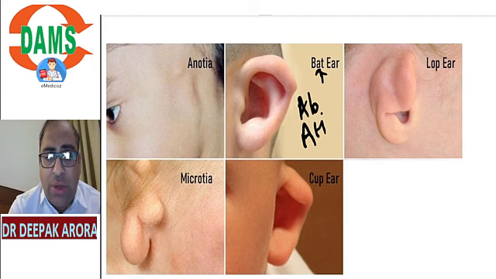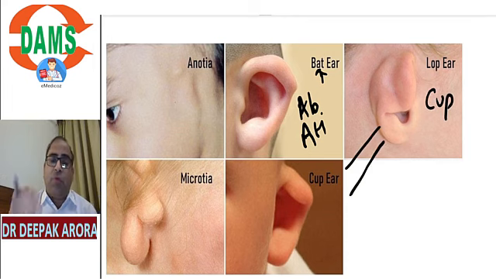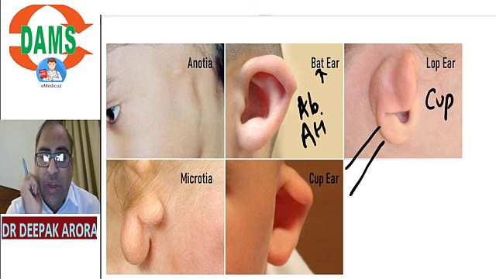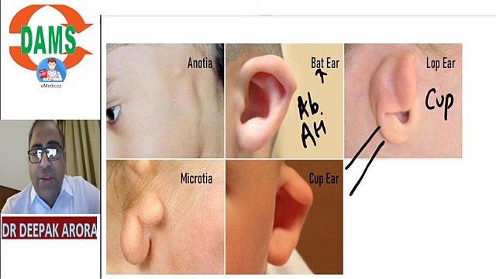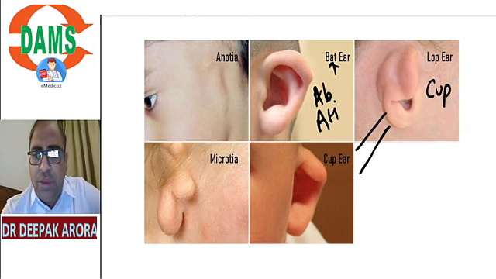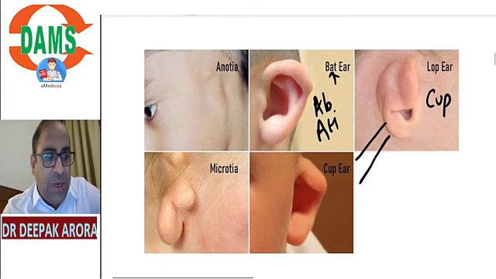And microtia is smaller, we have discussed already. Lop ear and cup ear, these two slides are the same. One is a view from the anterior, one is from the posterior. So these are different sizes of ears. Obviously this can be an important MCQ in ENT or pediatrics.